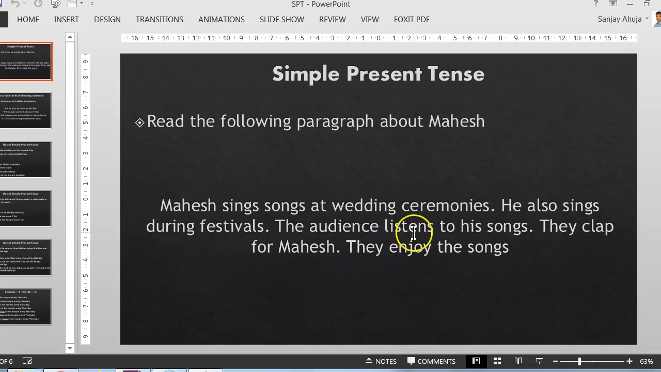Mahesh sings songs at wedding ceremonies. He also sings songs during festivals. The audience listens to his songs. They clap for Mahesh. They enjoy the songs.